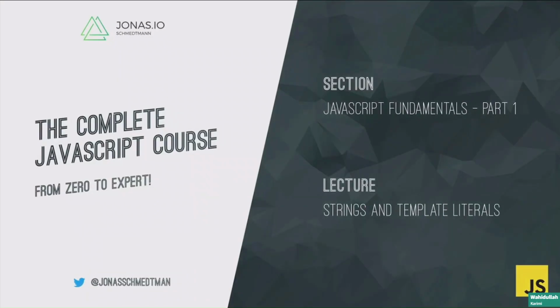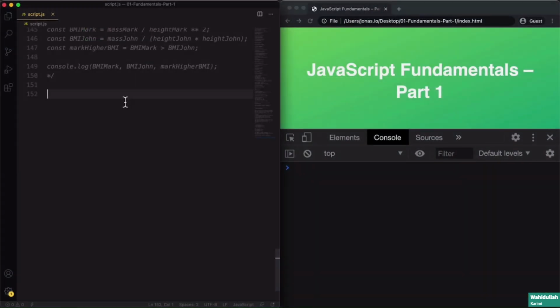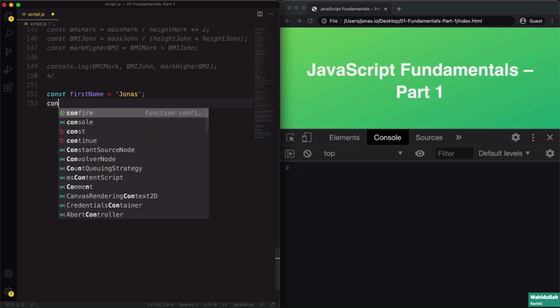Strings are a very important part of programming. And so let's now learn about an easy way to build strings using something called template literals. And let's start by creating some new variables here about a person, and in this case about me, so that we can then concatenate them into one big string.